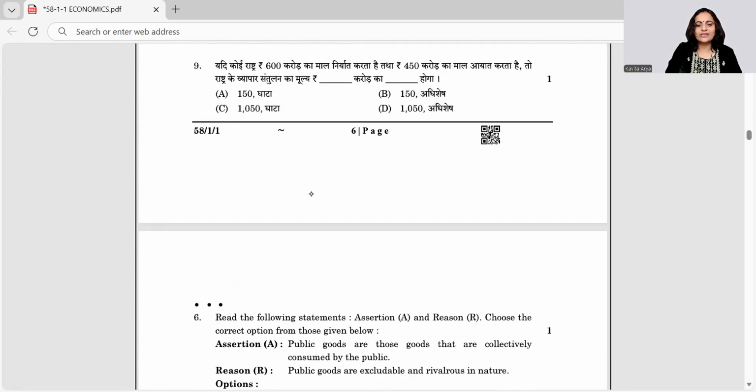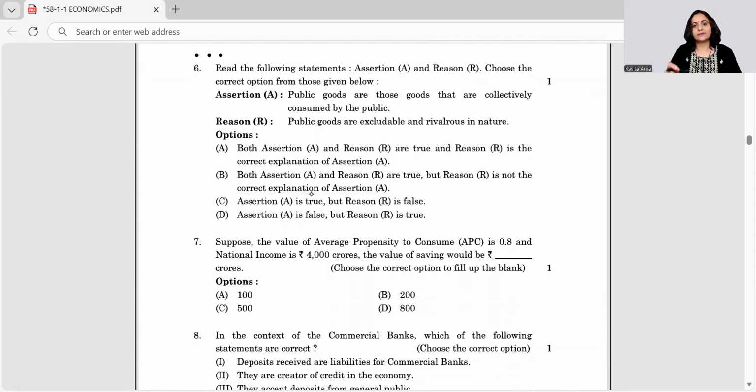Moving ahead, question number 6. Assertion reasoning. Public goods are those goods that are collectively consumed by the public. Yes, these are. So this is true. Public goods are excludable and rivalrous in nature. They are playing here with you.